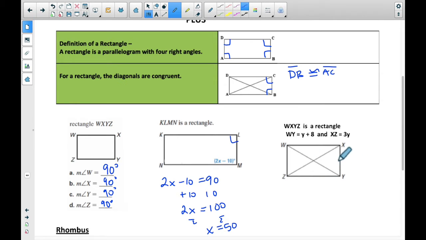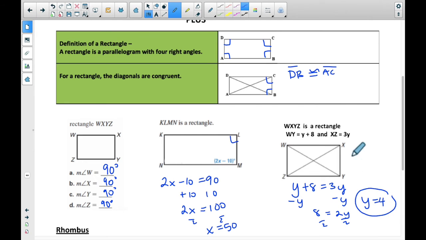All right, and then the last one, we have a rectangle, and we know that this diagonal is y plus 8, and this diagonal is 3y. Well, guess what? I just talked about that. The diagonals are congruent. So now we should be able to say that y plus 8 is equal to 3y. If we solve, we subtract 1y from both sides, and that gives us 2 equals 2y. We divide by 2, and we get y equals 4. If we plug that back in, that would be 12 here, and that would be 12 here. So they are congruent. That's what we know about rectangles.